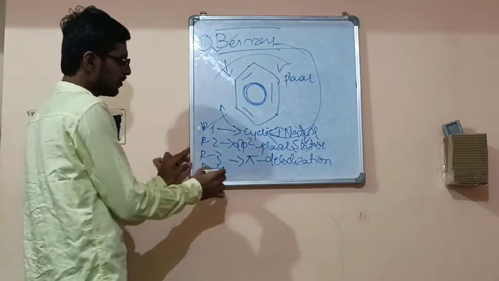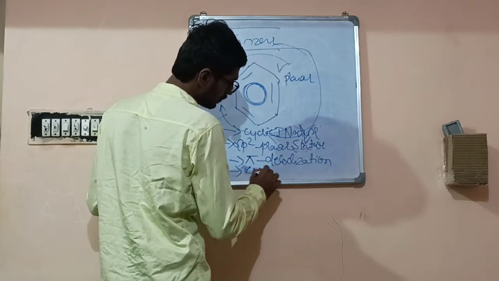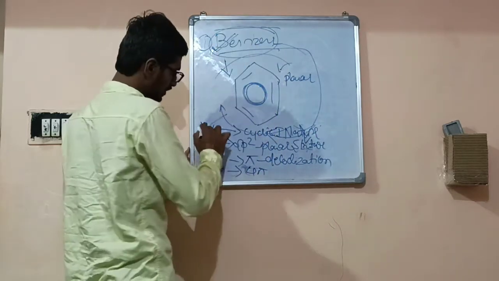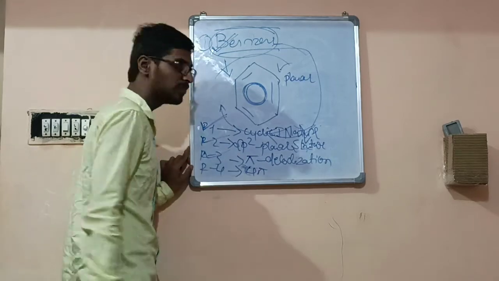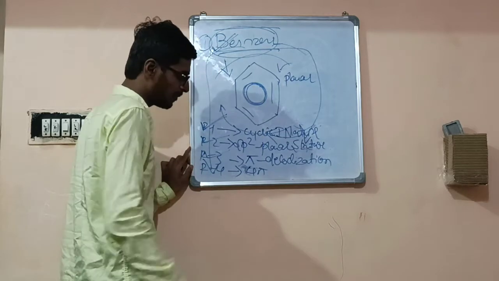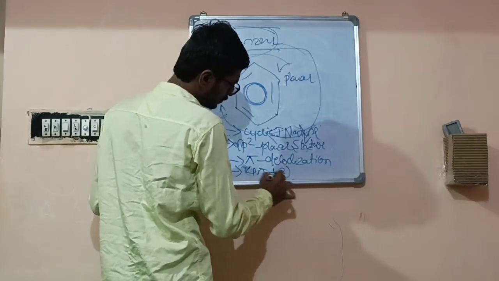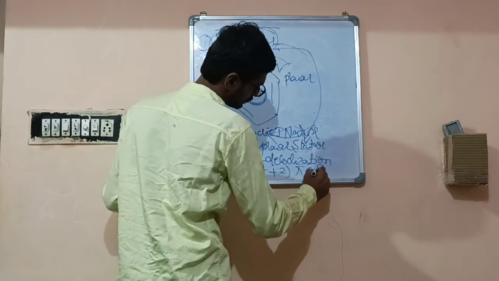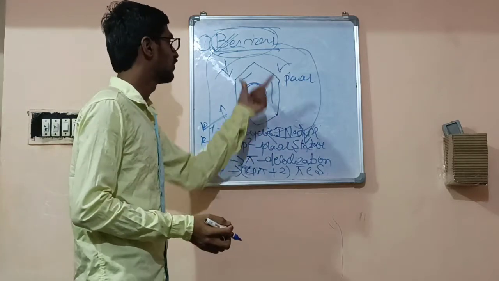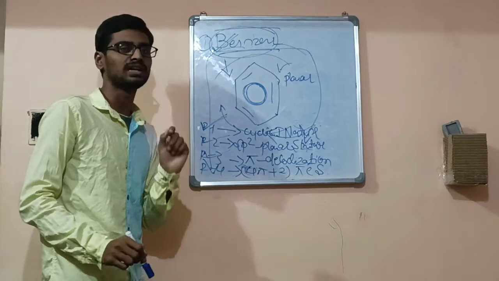Now the fourth rule is Huckel's rule, which must be satisfied. Remember, benzene satisfies the first rule, second rule and third rule. Now we apply the fourth rule to benzene, which requires 4n plus 2 pi electrons. There is a small calculation to verify whether benzene is really aromatic in nature or not.